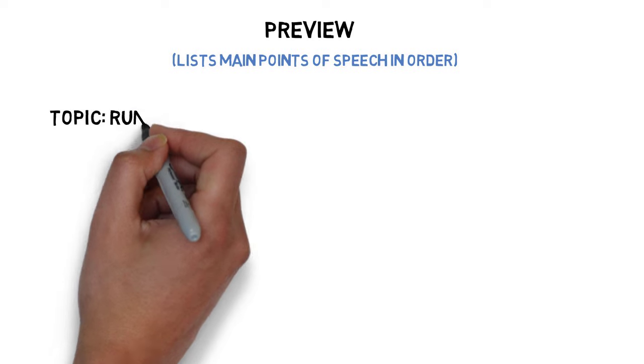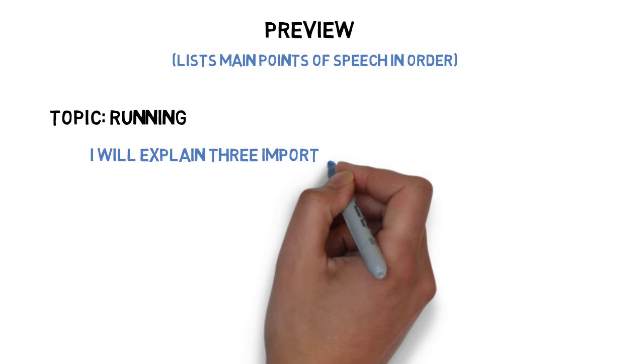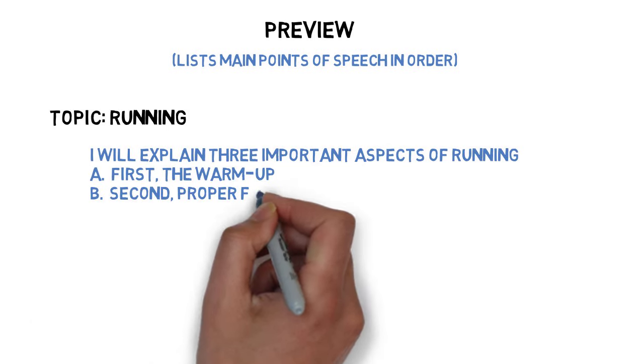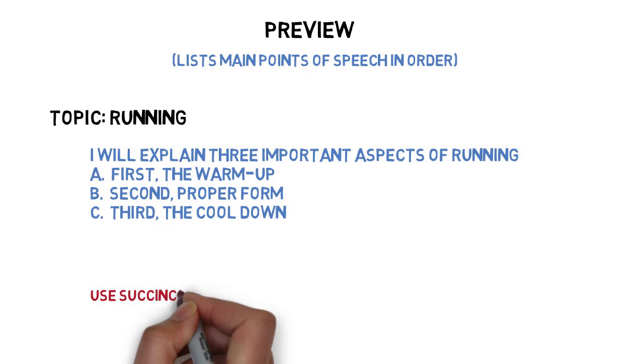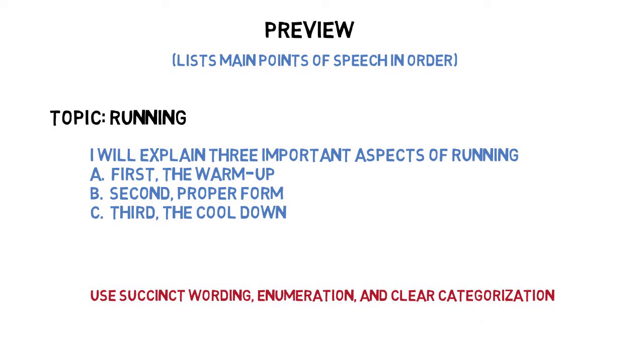For instance, in a speech about running, a preview might be, "I will explain 3 important aspects of running. First, the warm-up. Second, proper form, and third, the cool-down." The keys to a strong preview are succinct wording, enumeration, and clear categorization.